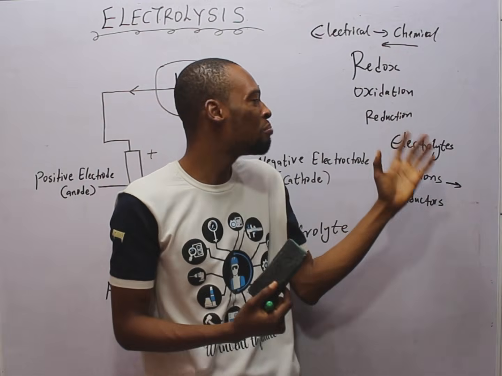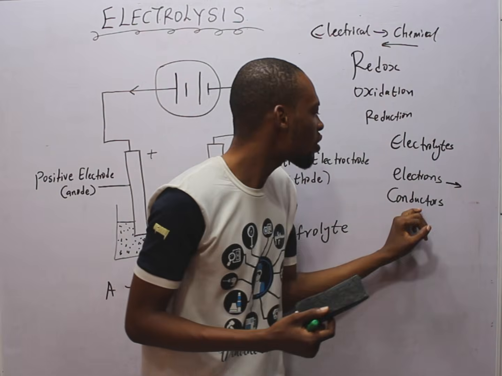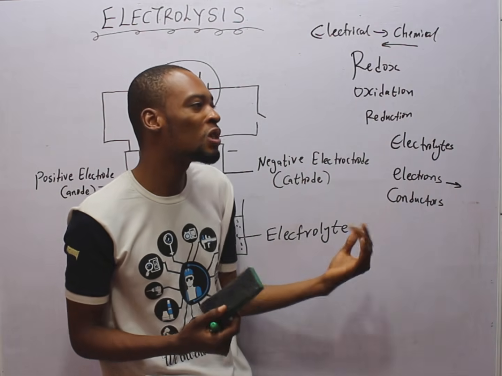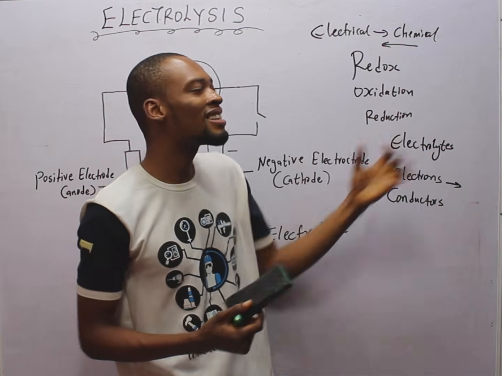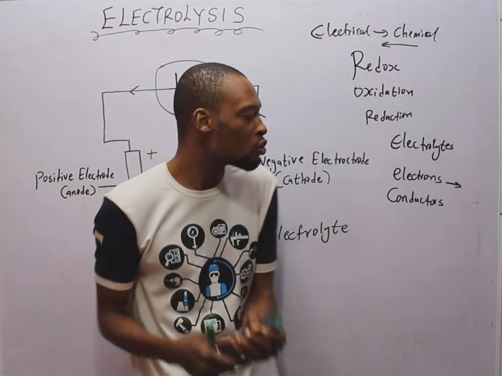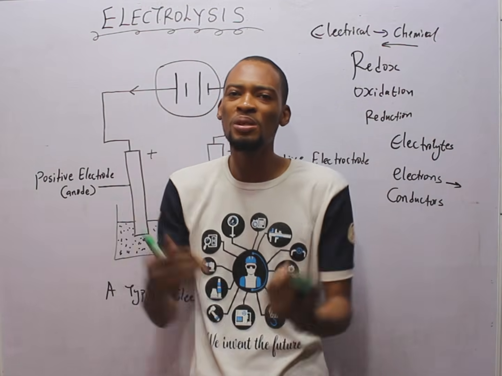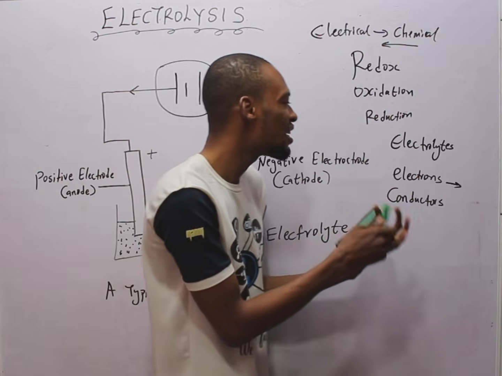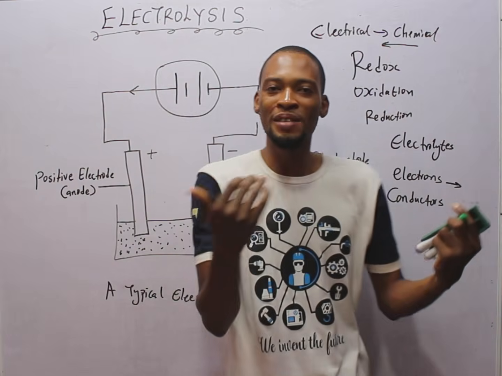Electrolytes conduct by means of ions. Meanwhile, conductors conduct by means of electrons. Electrolytes decompose in the process. Meanwhile, conductors don't decompose in the process of conducting electricity. So that is the background.